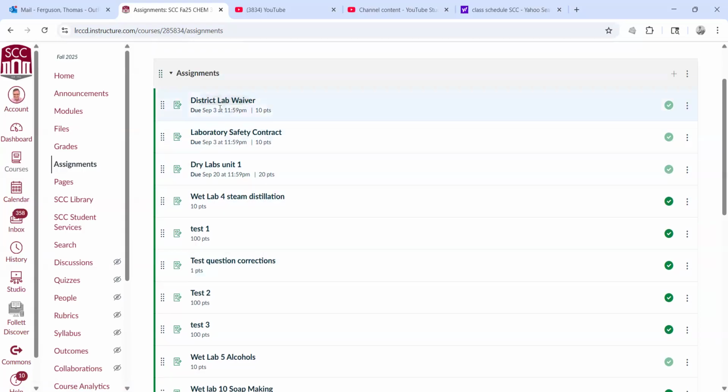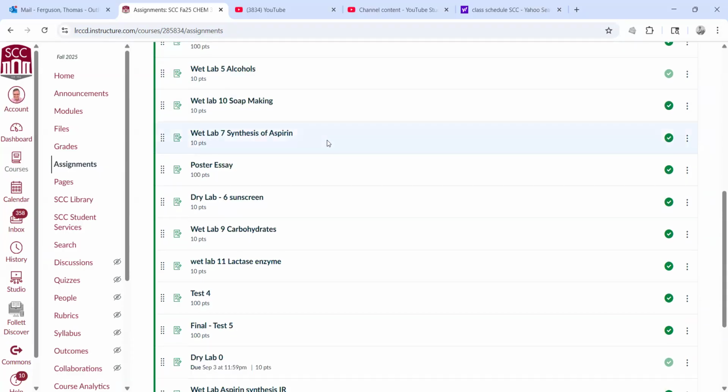Now make sure you get your waiver and your contract in, because you can't get lab credit without turning in both of these. And you can't pass the class without passing lab. So, and these are super easy. And I can help you on Wednesday or today if you have questions on this.